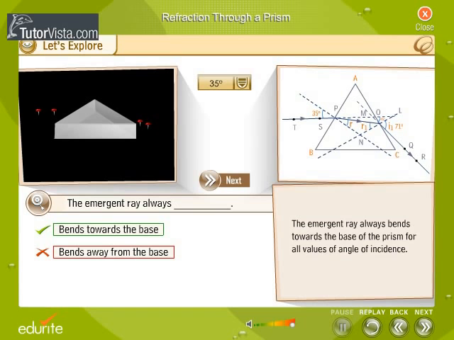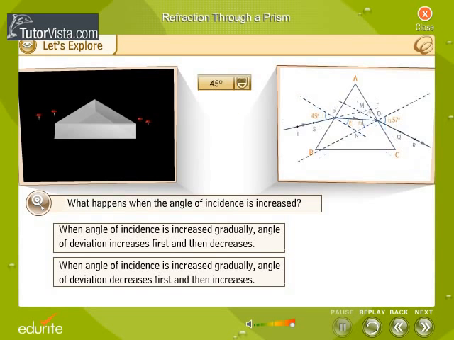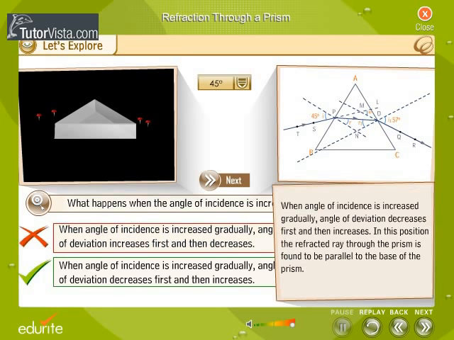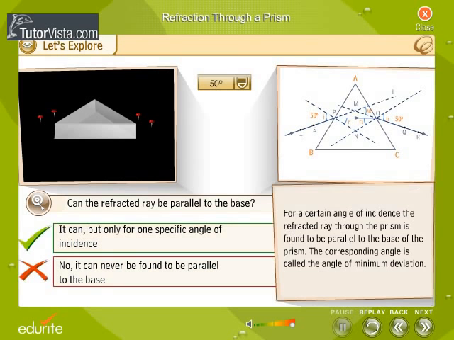The emergent ray always bends towards the base of the prism for all values of angle of incidence. When angle of incidence is increased gradually, angle of deviation decreases. For a certain angle of incidence, the refracted ray through the prism is found to be parallel to the base of the prism. The corresponding angle is called the angle of minimum deviation.